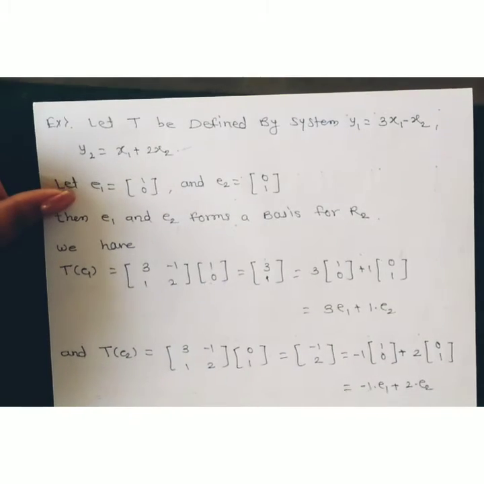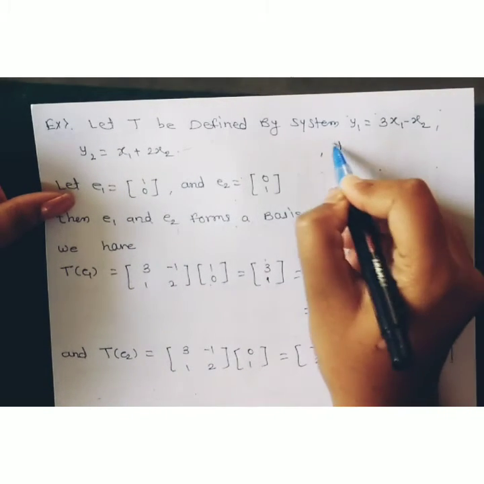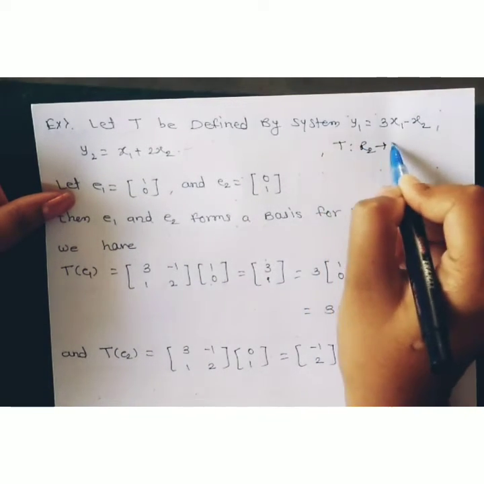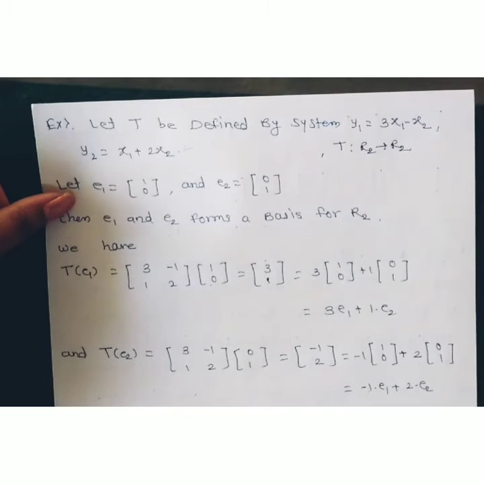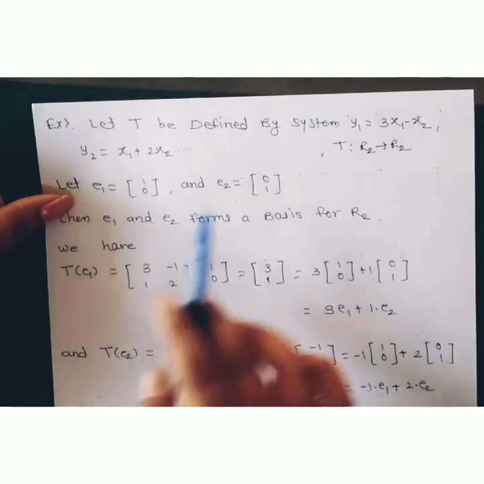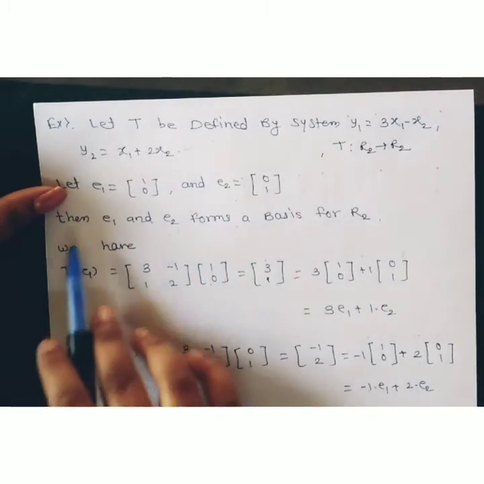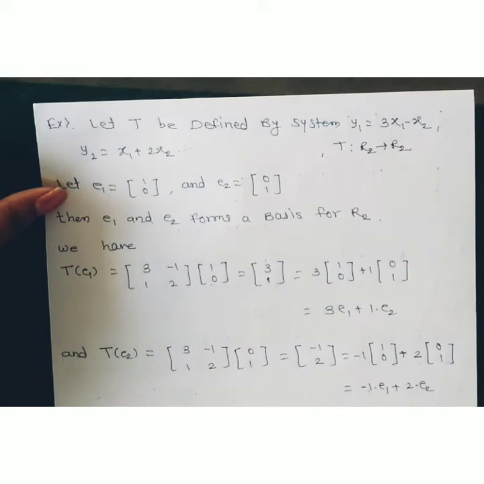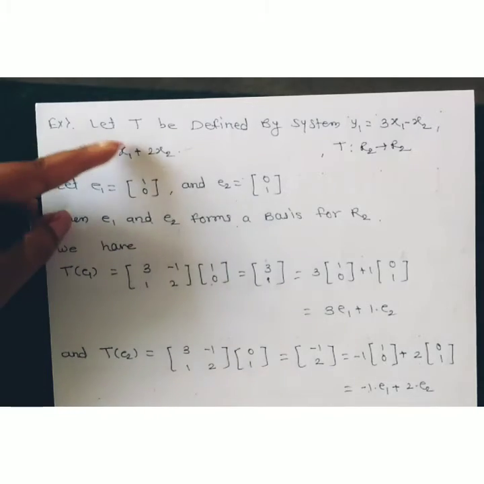Therefore, T is a map from R2 to R2. We know that the standard basis for R2 is e1 and e2. These are the two standard basis vectors for R2: e1 is equal to (1, 0) and e2 is equal to (0, 1). Then e1 and e2 form the basis of R2. These are the basis we have been given. Then we have to calculate the matrix for that T.